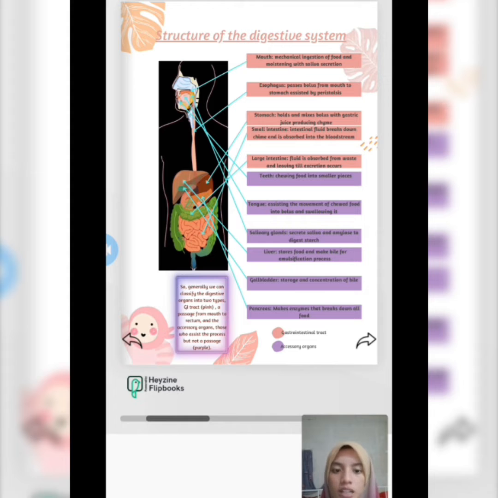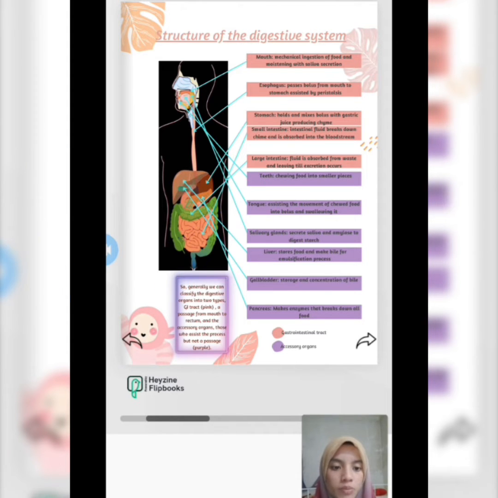polysaccharides. Next, we have the liver, which is an organ that secretes bile, and it will transfer all the way to the gallbladder, a small organ that stores up the bile. And lastly, we'll go through the pancreas, which is the organ that makes enzymes that break down all the food, as well as to secrete the bile, which helps to assist the emulsification process.